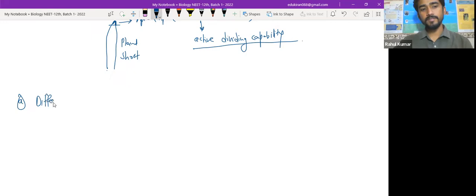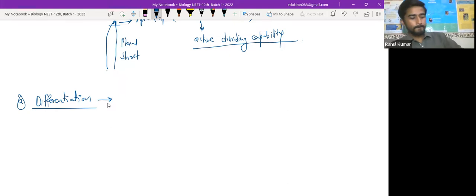What is differentiation? What does the word differentiate mean? A question comes: differentiate between X and Y. So what do you do? In an exam, in any subject, if there is a question, differentiate between X and Y, what do you do? You talk about the differences, right?